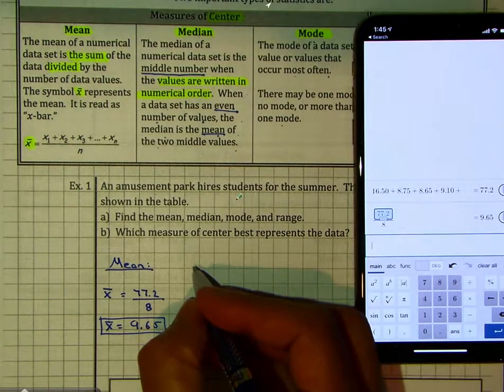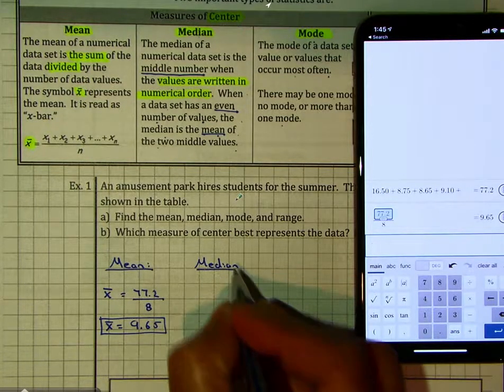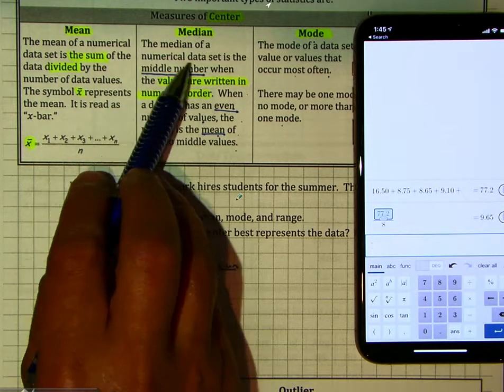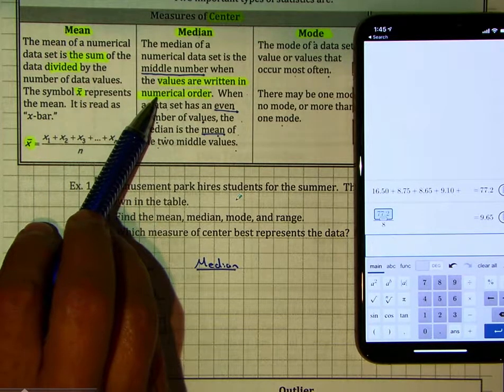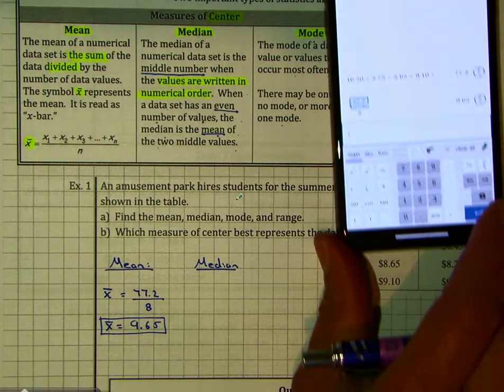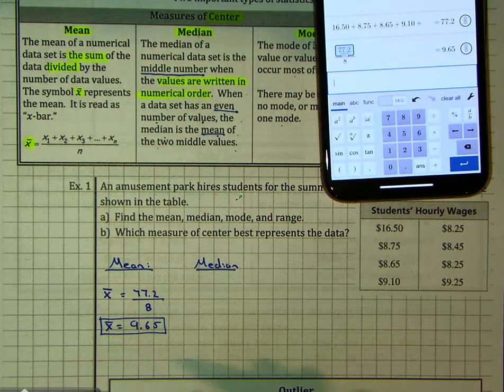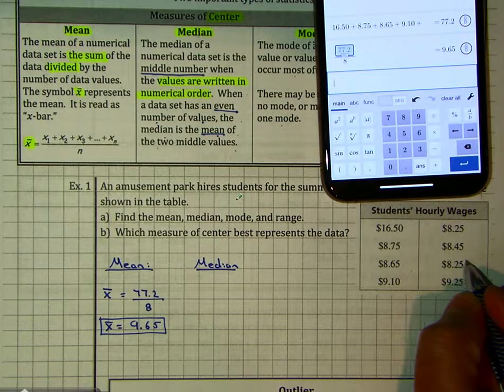I need to be able to find the median. Now, the median of a numerical data set is the middle number, but the values must be written in numerical order. So we need to write them down from the smallest one to the largest. Let's do that on the left-hand side. Let's see, the smallest number is 8.25.